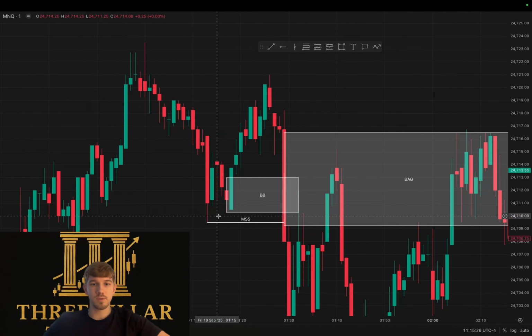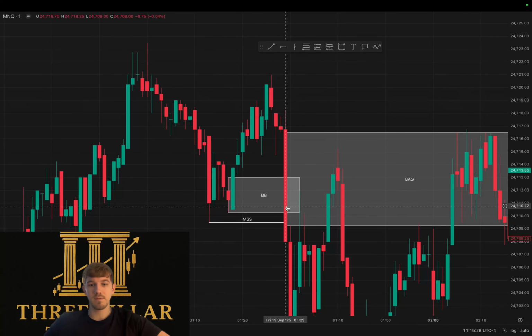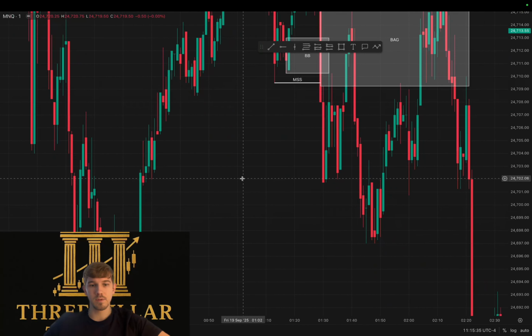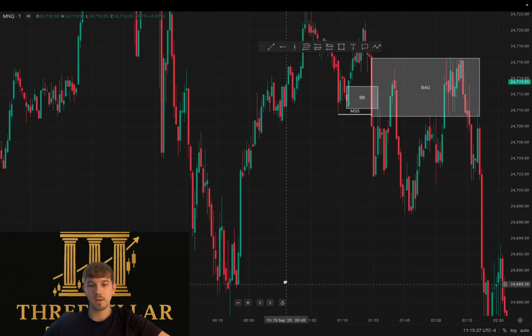So there's the market structure shift. You've got massive volume pumped into the market, so it's showing you that price is intending on going lower towards the draw, which would be down here.